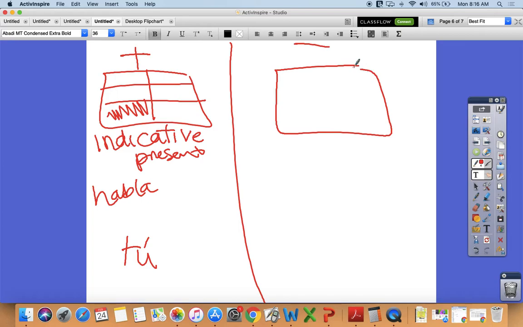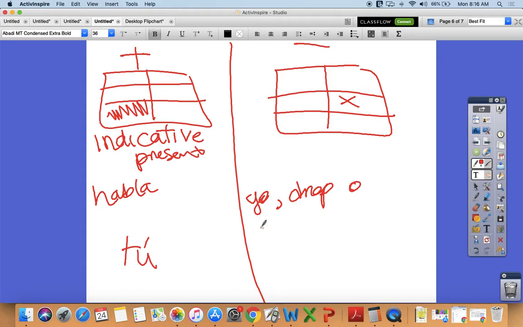we have to do what? Put it in the yo form and opposite. Put it in the yo form. We drop the o. And then add the opposite ending. So if it's an AR verb, you'll end in es, and an ER or IR verb, as.